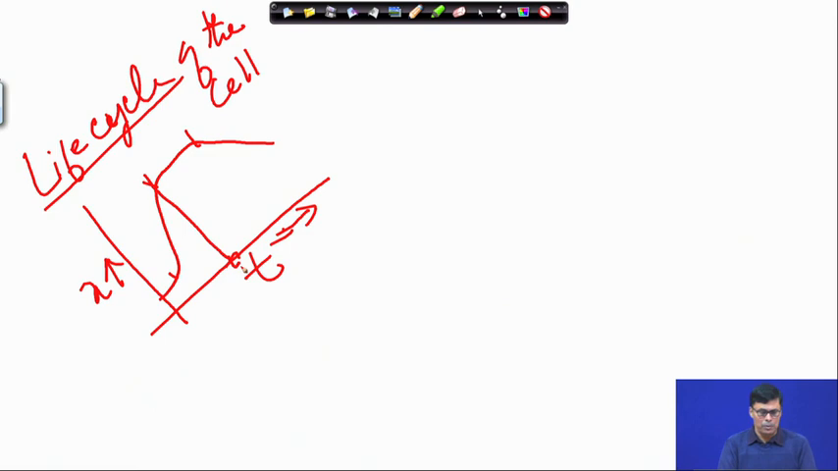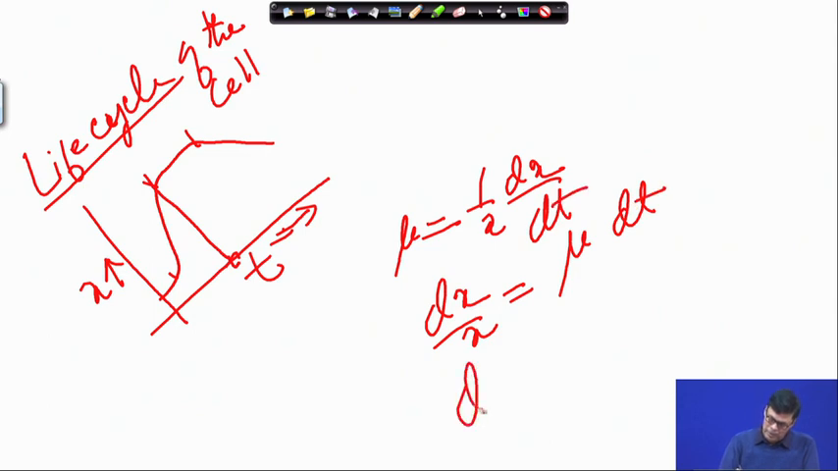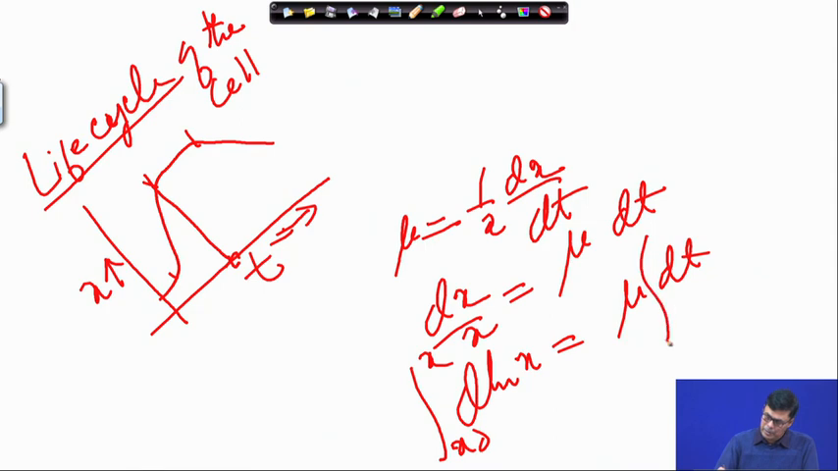Now, the question comes how we can find that out. We know that mu equals 1 by x dx by dt. Am I right? So, dx by x I can write as mu into dt. This is d ln x equals mu into dt. Am I right? Now, integrating, this is from x0 to x, and this is from 0 to t.